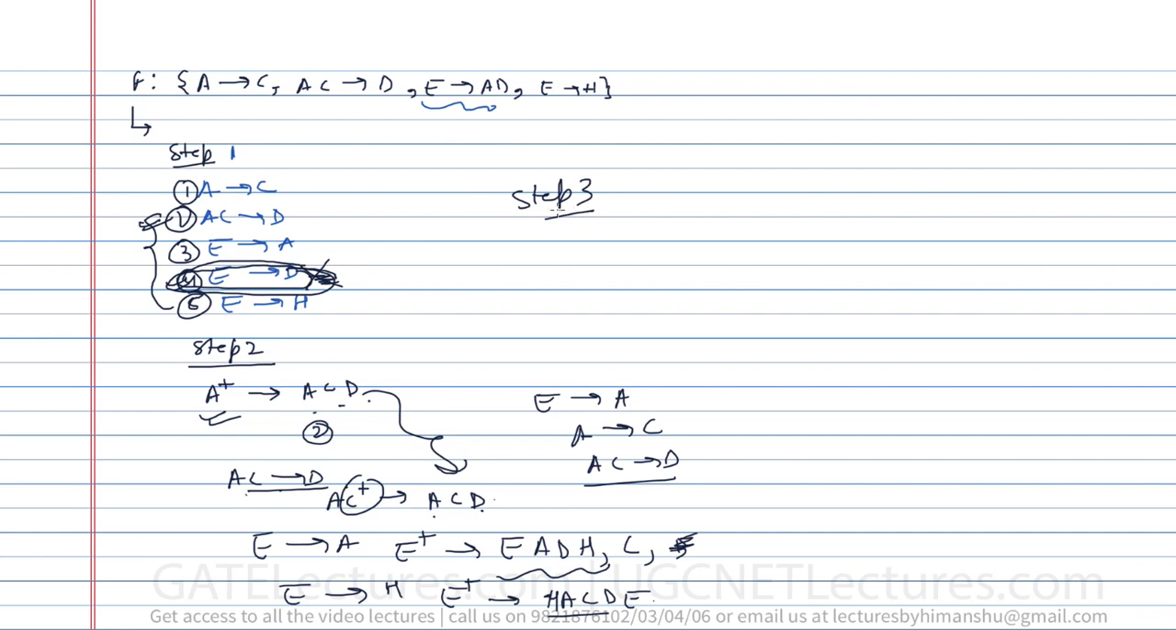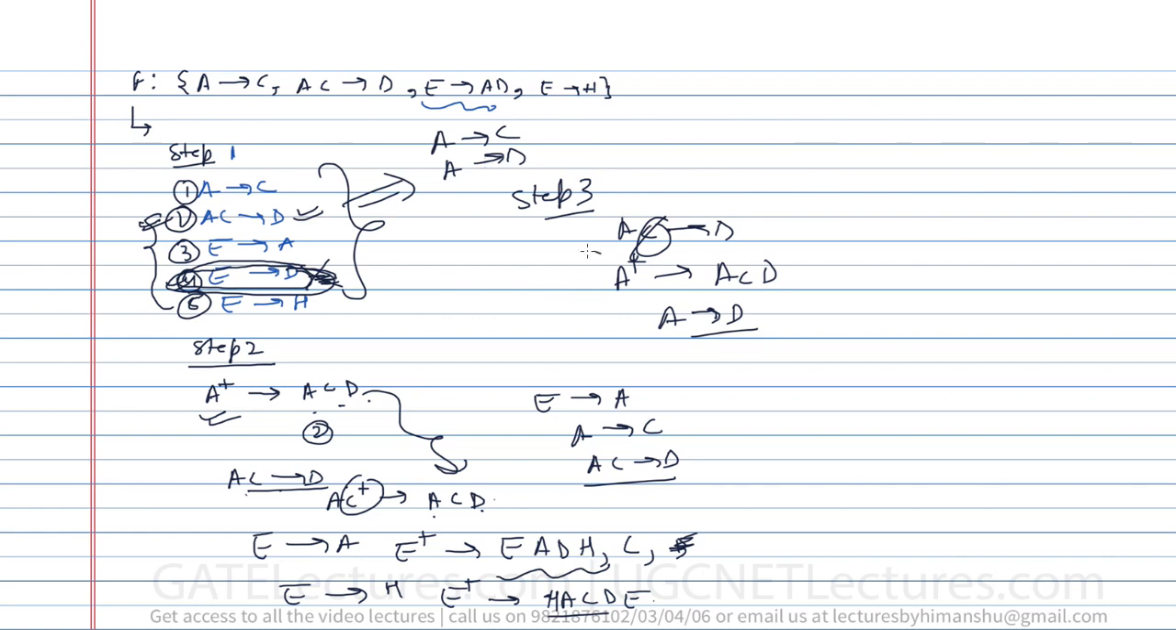Now in step 3, you can clearly see AC determines D is there. If you take A closure, I can get ACD. Further C is not required here. So if you remove C here, it can be written as A determines D. So what are the functional dependencies you can get? You can see we have A determines C, A determines D. Why? Because in step 3 we removed this C. Then E determines A and E determines H. With these functional dependencies, you can see this is a minimal set which is representing the above set. So this is how you can minimize the functional dependencies.